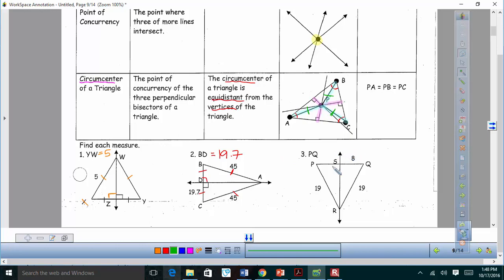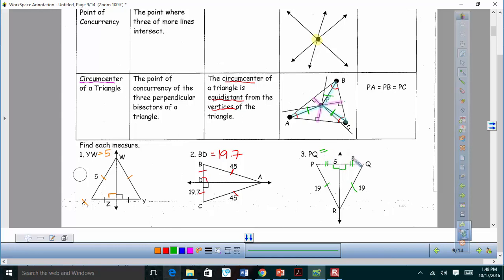Okay, then in number 3, it shows me that these sides are equal, which means that this is perpendicular, which means what about PS and SQ? They're congruent, okay? And then it asked me for PQ. How would I find PQ?